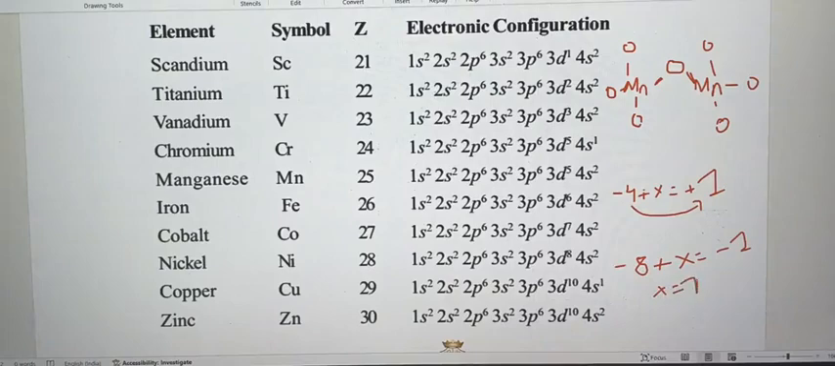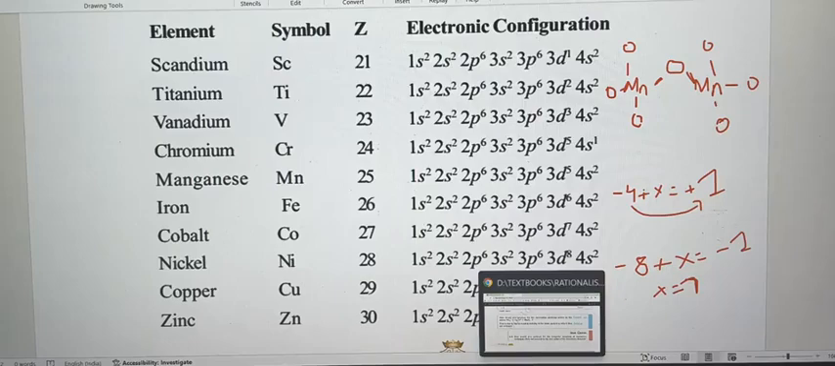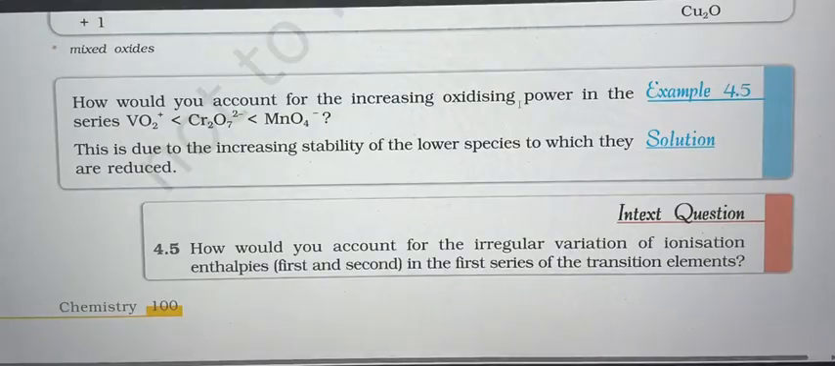So they have asked about oxidizing power. Oxidizing power means their ability to get reduced. An oxidizing agent is always basically taking electrons and reducing. Oxidizing agent means they have to get reduced. If they have to get reduced, they have to take electrons.